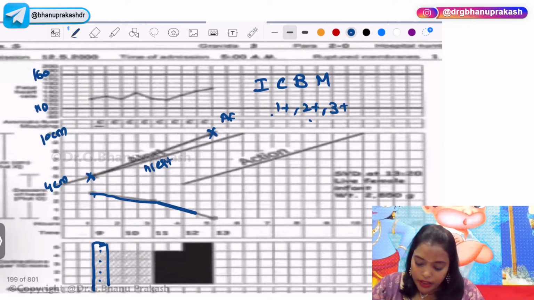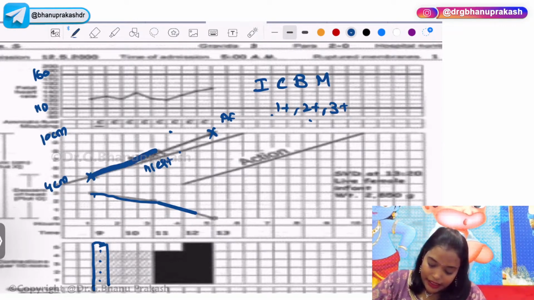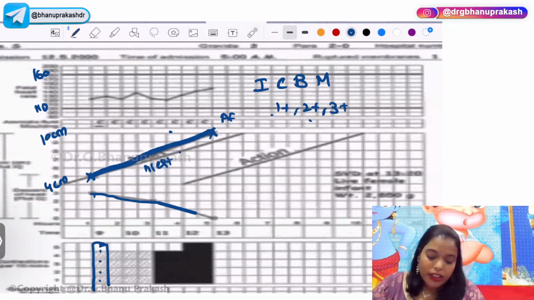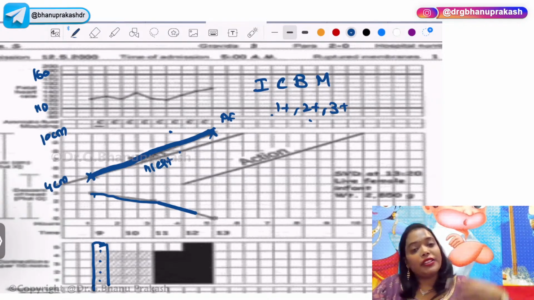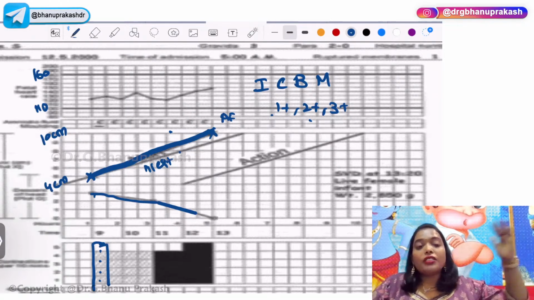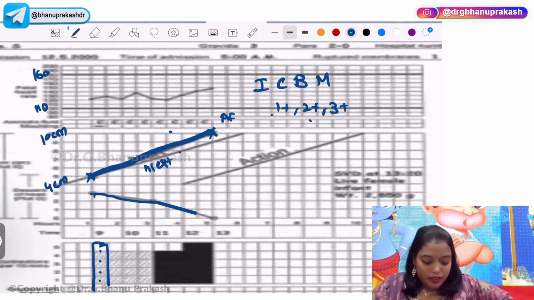No, this is normal. This is left of alert line. See, this is the line, guys. So it is left of alert line, so this is normal. It should always be left of alert line. If it crosses the alert line, then it is abnormal.